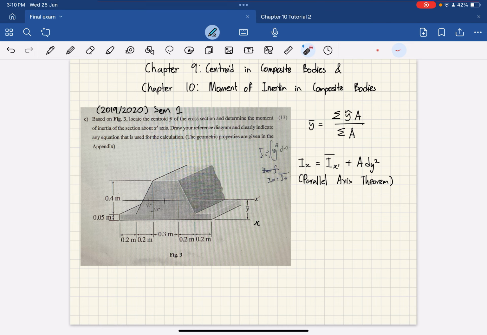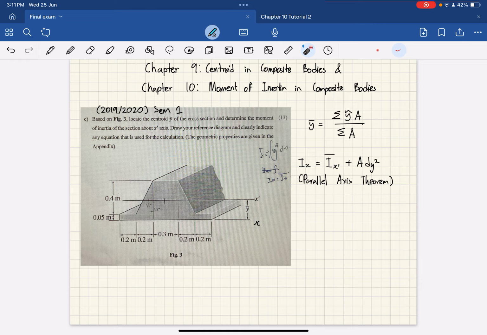So today we're doing chapter 9, centroid in composite bodies, and chapter 10, moment of inertia in composite bodies. I took this question from a past year paper that I've sent you guys, 2019-2020 semester 1. Based on figure 3, locate the centroid y bar of the cross section and determine the moment of inertia of the section about the x prime axis. Draw your reference diagram and clearly indicate any equation that's used for calculation. The geometric properties are given in the appendix.